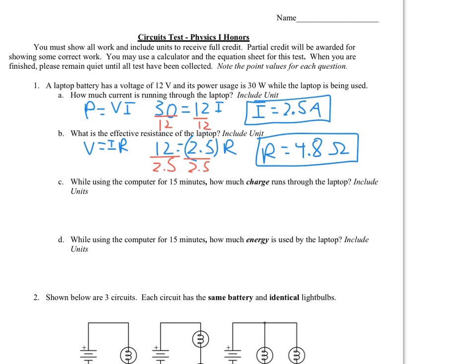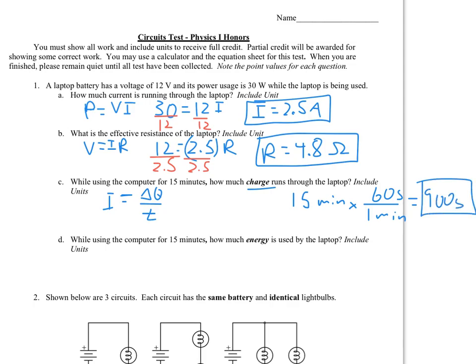While using the computer for 15 minutes, we want to know how much charge runs through the laptop. So I know the current, and I can relate current to charge through this equation that current is just defined as charge per time, delta Q over T. I do, though, need to do a quick conversion here because 15 minutes is not the unit I want. I want that time in seconds, so I'm first going to say 1 minute is 60 seconds. When I multiply that out, I get 900 seconds is my time.